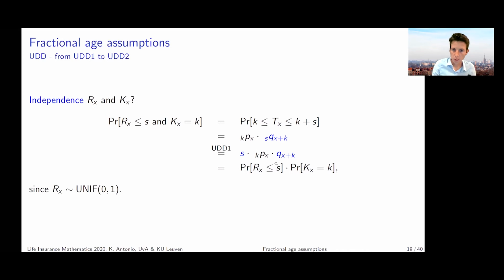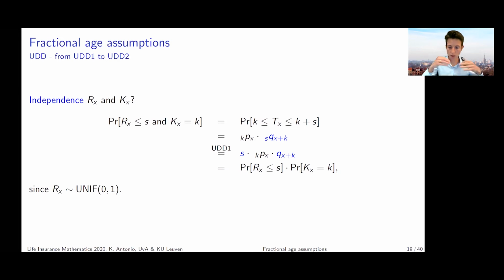So what are we left with? We're left with the probability that Rx is less than or equal to s. That's just s because that's what we proved, that's what we've shown on the previous slide. And we multiply with the probability that Kx is equal to k, because that's the probability function of my curtate future lifetime. That's something we learned last week. So what do you see? That the joint probability is equal to multiplying the marginal probabilities. And that shows us then that the Rx and the Kx random variables are independent from each other.